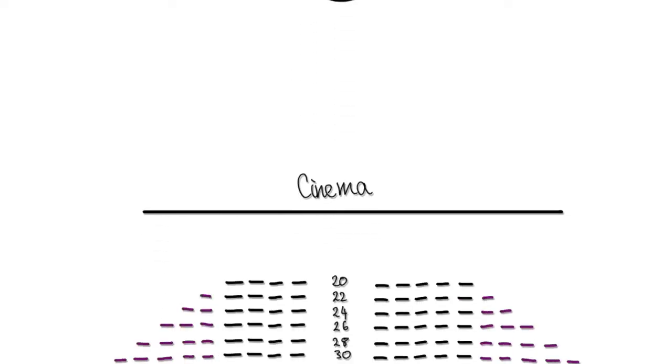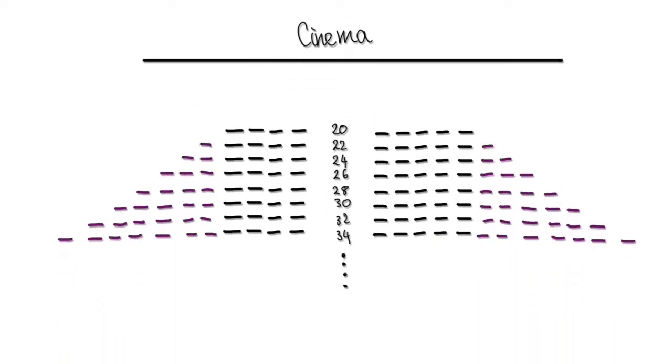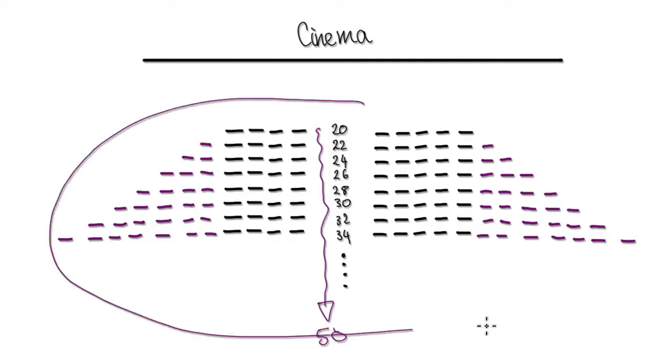Let's say you're at the cinema and in the first row there are 20 seats. So just imagine there are 20 seats here. In the second row there are 22 seats. In the third row there are 24 seats, and so on. So let's say this cinema has 50 rows. How many seats are there altogether?